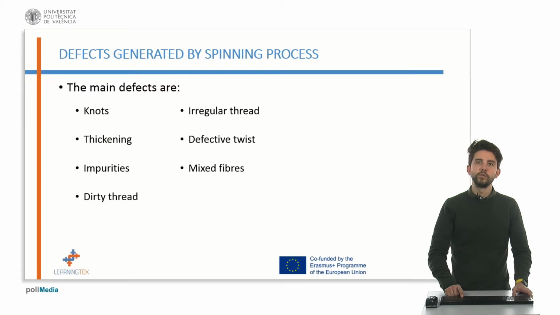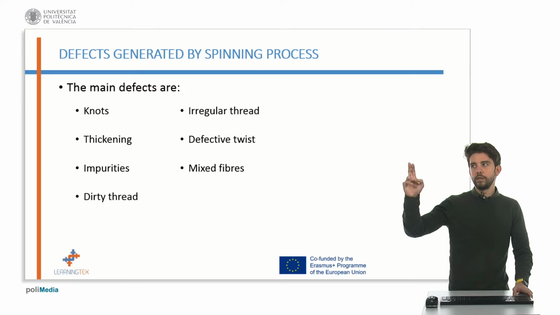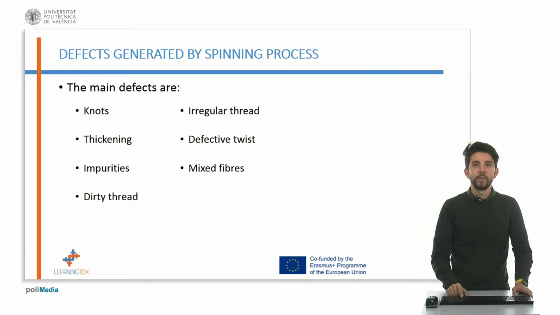That is why we are going to explain briefly some of the most common defects that can be observed in a spinning process. Some of those defects are knots, thinning, impurities, dirty thread, irregular thread, defective twist, or mixed fibers. That kind of defects modify the intrinsic properties of each thread. So when using it in weaving, the fabric produced will show some of the defects that are going to be explained in the next slides.